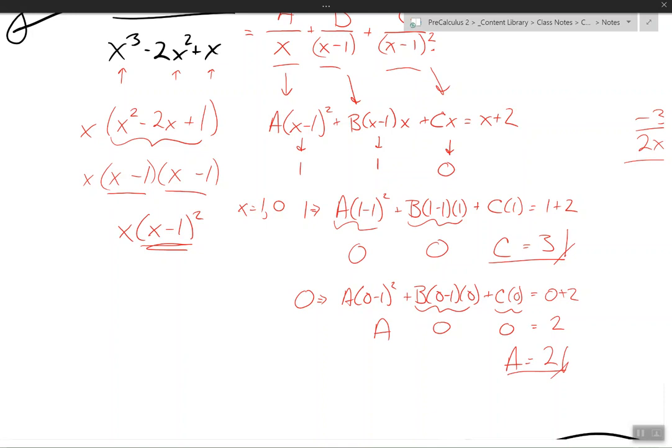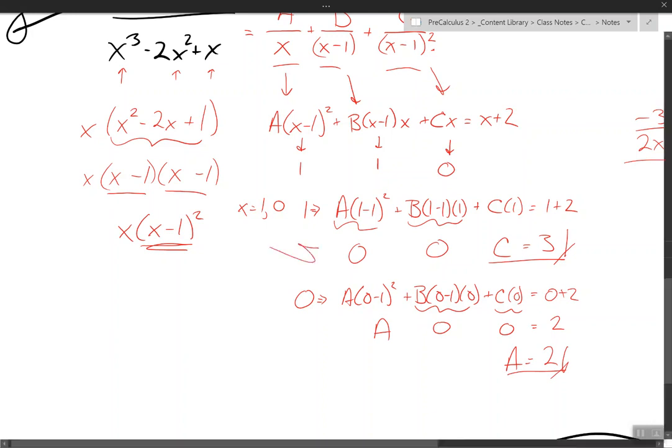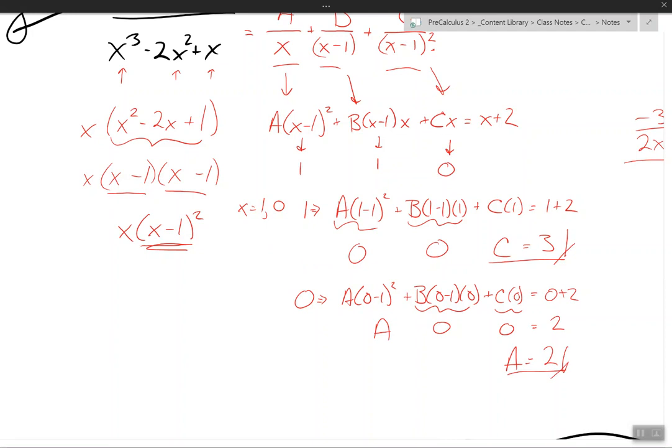I need to pick another number to plug in to be able to get b. I've already used 0 and I've already used 1. If I go back and use 1 again, that repeated factor, nothing is going to change. I'm going to get the same result as I got right here. The b part will go away and I'll just get c again. So I actually need to pick a different x that's pretty arbitrary. So I can really pick any x that I want that is not 1 or 0.